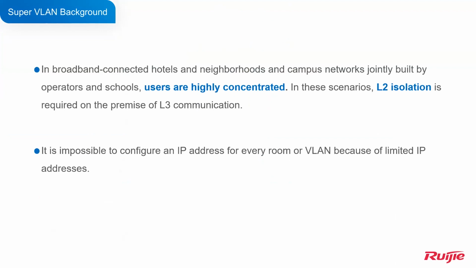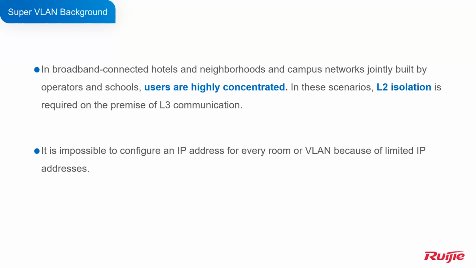In broadband connected hotels and neighborhoods or campus networks jointly built by operators and schools, users are highly concentrated. In these scenarios, Layer 2 isolation is required on the premise of Layer 3 communication.